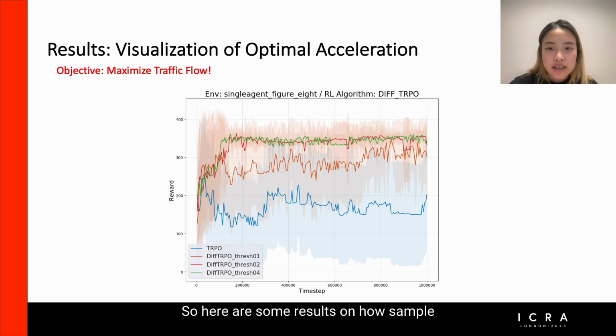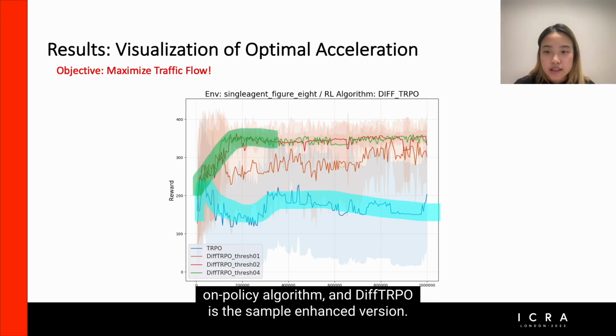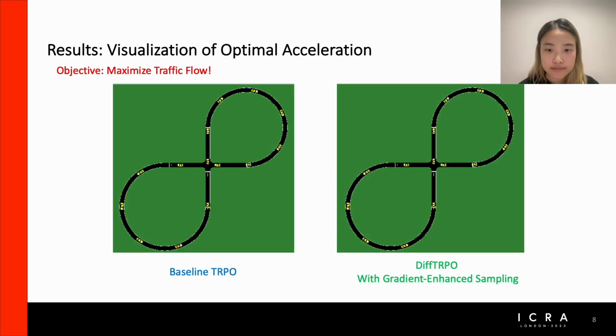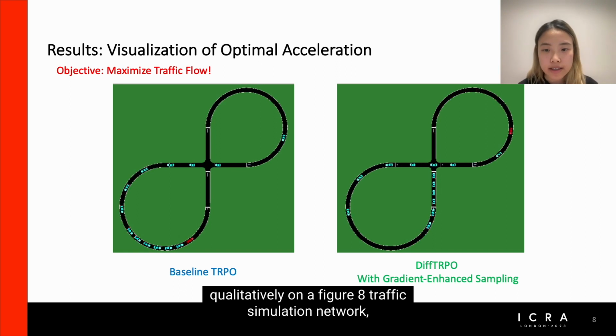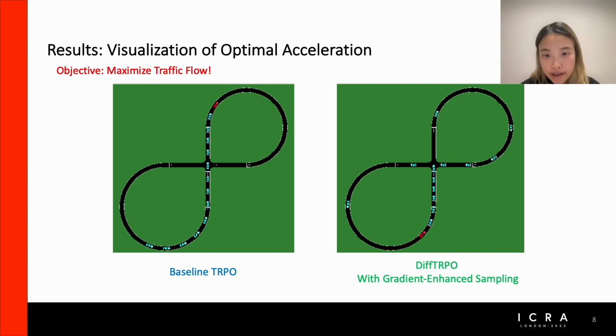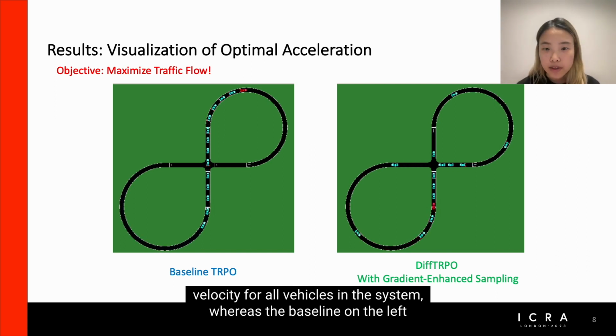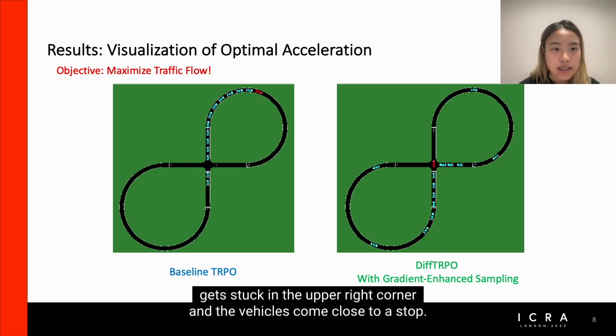So here are some results on how sample efficiency improves learning outcomes for phase 1, where TRPO is our baseline on-policy algorithm and diff TRPO is the sample enhanced version. Here we visualize the last results qualitatively on a figure 8 traffic simulation network. And we notice that our method on the right has an overall higher average velocity for all vehicles in the system, whereas the baseline on the left gets stuck in the upper right corner and the vehicles come close to a stop.